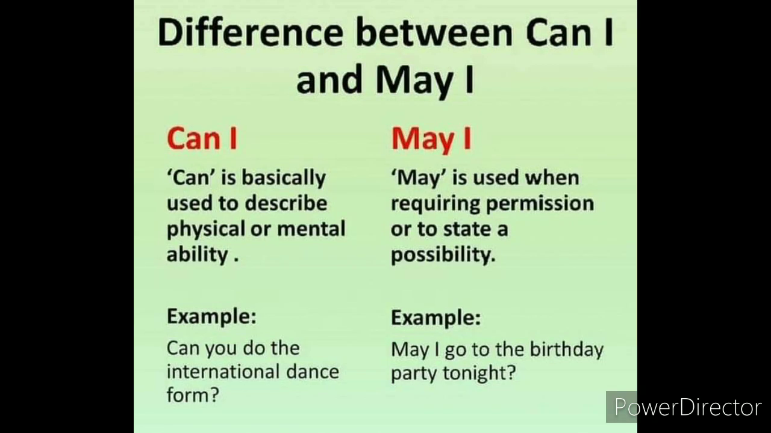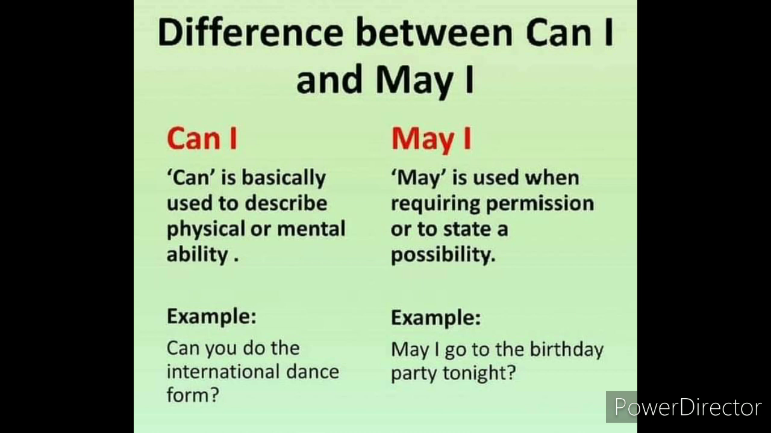So here in this card, we have the difference between can I and may I. So can is basically used to describe physical or mental ability. Okay, for example, can you do the international dance form? And may is used when requiring permission or to state a possibility. Okay, so for example, may I go to the birthday party tonight? So here you are asking for permission. However, when you say can I, then you are not asking for possibility, but you are talking about physical or mental ability.